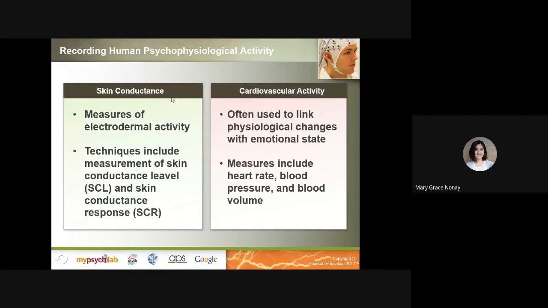And of course, cardiovascular activity. So it's often linked to physiological changes with emotional state. So we have heart rate, we know naman heart rate, di ba? So the recording is called electrocardiogram. And a healthy adult has about 70 beats per minute. And of course, nag-i-increase siya if there is something that arouses an emotional state. For example, there's a sound or punta kayo ng dentist, di ba? So mas tataas siya kung there's something like fearful na stimulus.